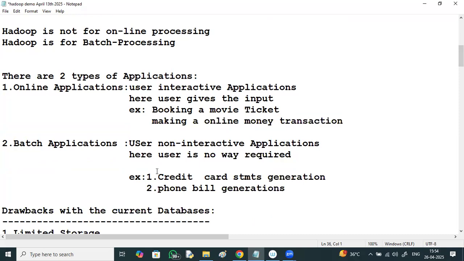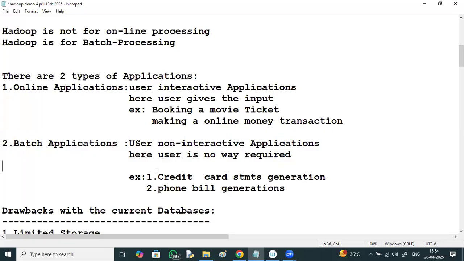For example, railway ticketing PNR status. Currently, your waiting status is 200. After 2 hours, it is 150. Tomorrow morning, it is 100. Tomorrow evening, it got confirmed. Here the user has nothing to do. User interference is nowhere required. Everything happens in the background.